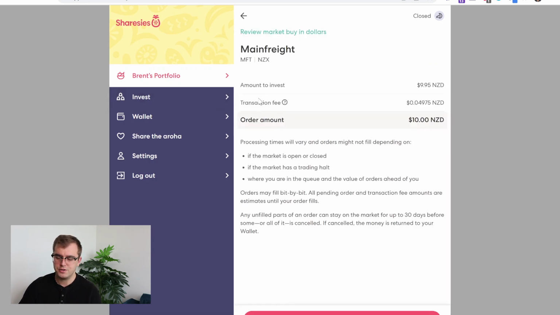So if we select market buy, we can simply say the amount we want to purchase, click review, and it will come up with our transaction fees. And if we're happy with this, we click buy.